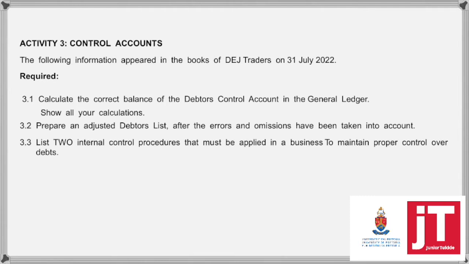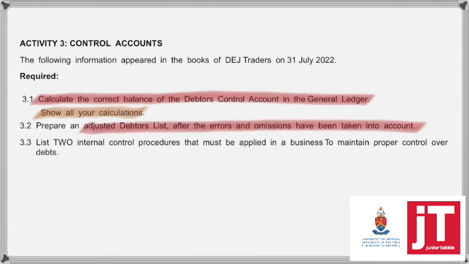They say the following appeared in the books of DEJ Traders on the 31st of July 2022. We have to calculate the correct balance of debtors control in the general ledger and show all calculations. That means we have to show bracket calculations if we change any of the totals in the general ledger. Then we have to prepare an adjusted list after errors and omissions have been taken into account, yet again showing the calculations in brackets. And then they say list 2 internal control procedures that must be applied in the business to maintain proper control over debts.